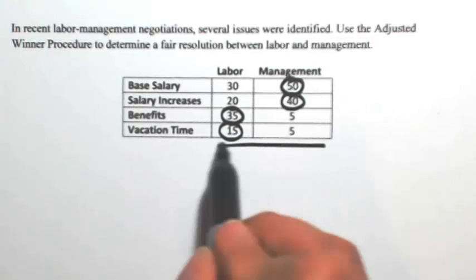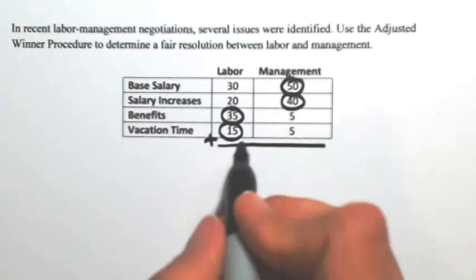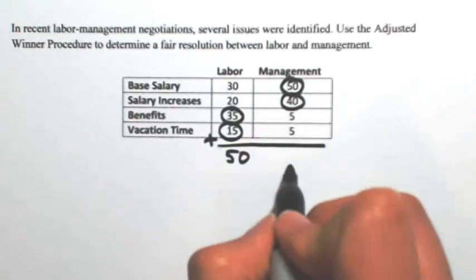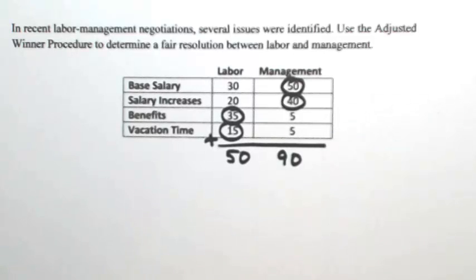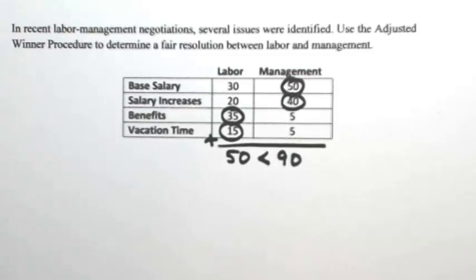So now at this point, we're going to add this together to see if we have them equal. So 35 and 15 is 50. 50 and 40 is 90. So right now, this is not fair because management has more points than labor. So what needs to happen now is that management needs to give something up.